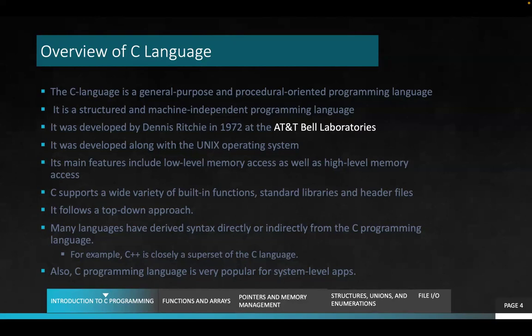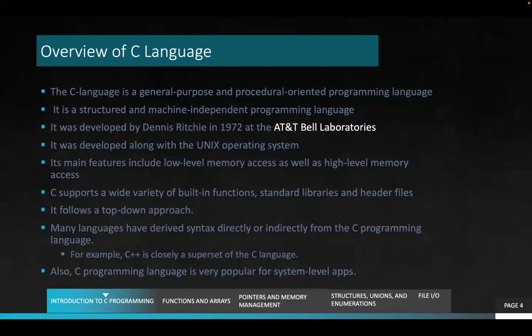The thought with which they developed this language was to work with the Unix operating system. Unix is the same as the Linux operating system. So this is the thought process they kept initially. The main feature and usage of C language is that it offers low level memory access and can have high level memory access as well. Low level in the sense it can access the registers, vary the register values, and it can access dynamic memory allocations as well, which is high level memory access.